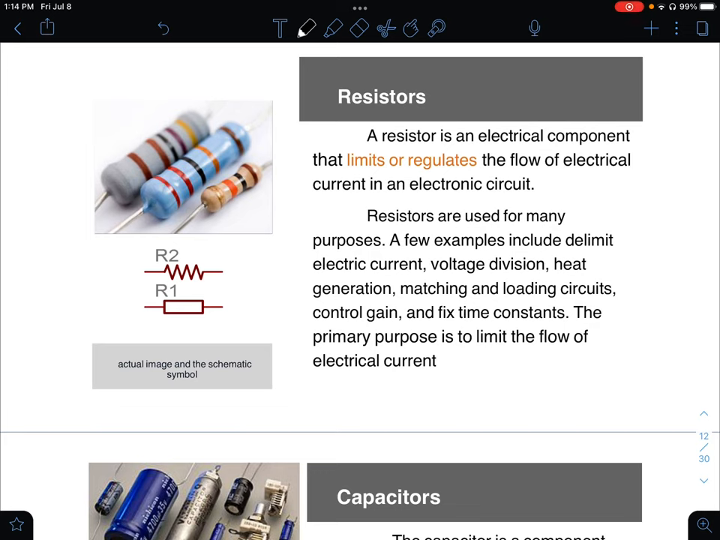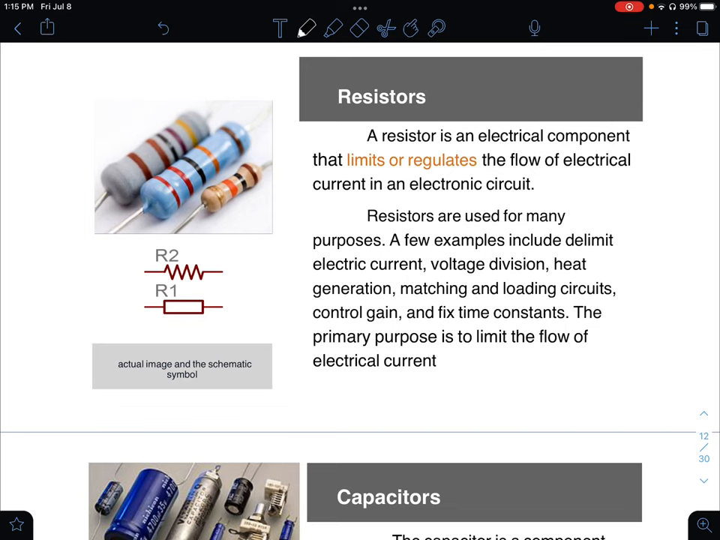So resistors are so important, class, because without resistors it might damage the electrical components. So for example, you have a very high voltage and then you plug in a light bulb to that very high voltage source. It will blow up. So resistors are used for this.